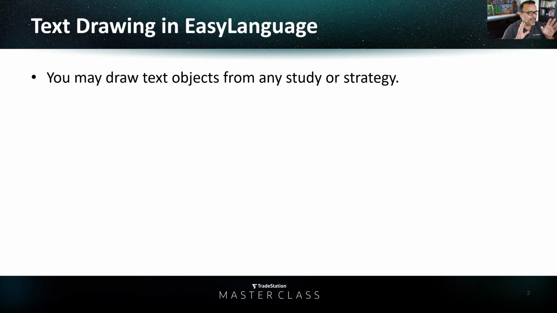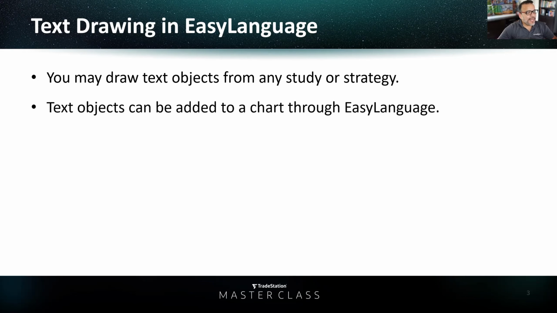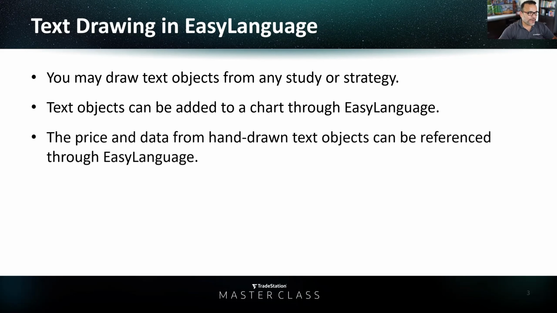But let's go ahead and do what we are here for, which is showing you how to do text annotations, and then we can figure out how to mold it to be what we want it to be. Text objects can be added to a chart through EasyLanguage, which is the main reason why we're here. Everybody here knows that you can go to the drawing menu inside of a chart analysis, select text, and you can draw text directly on a chart. That's cool, right? But here we're going to do it through EasyLanguage. So EasyLanguage is going to draw the text directly on the chart for us.